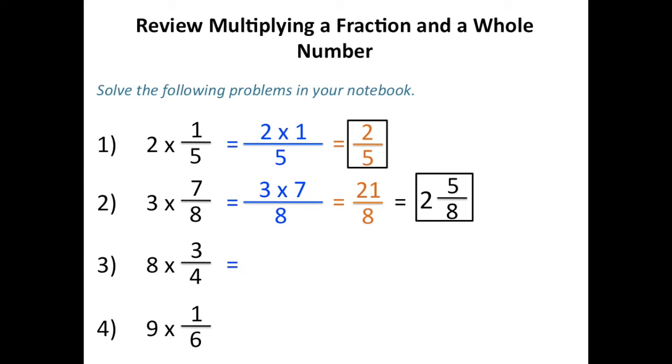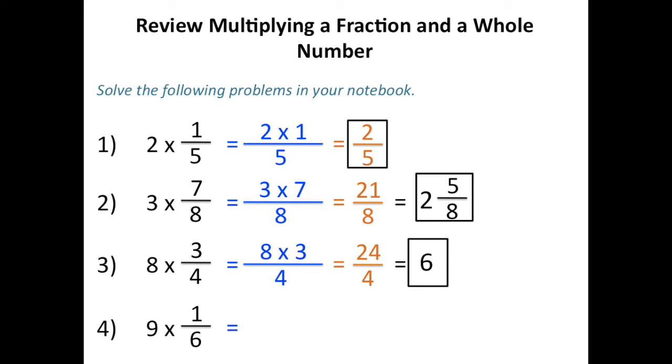Next, 8 times 3/4. Once again, we're going to multiply our numerators, 8 times 3, because we have 8 three-fourths, and we want to find out how many total shaded parts we have, which is the 3. So 8 times 3 over 4 equals 24/4. And remember, the fraction line literally means divided by, so I could read this as 24 divided by 4, which equals 6.